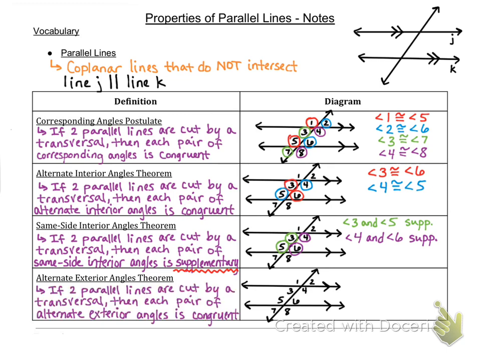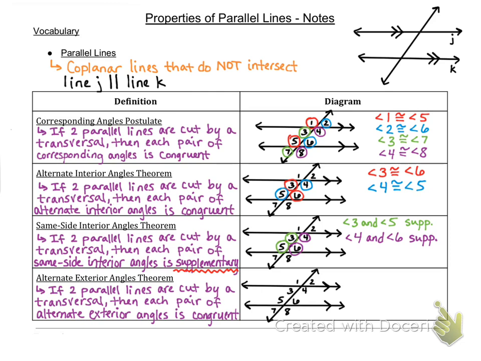And the last theorem is the alternate exterior angles theorem. And this states that if two parallel lines are cut by a transversal, then each pair of alternate exterior angles is congruent.